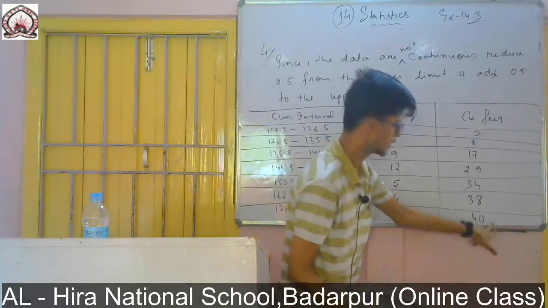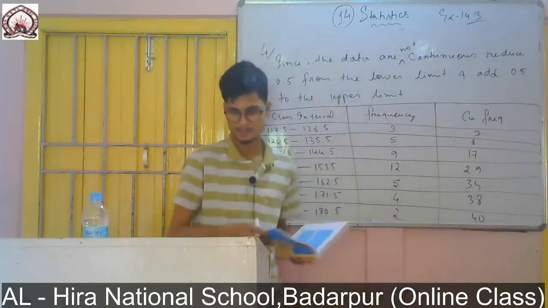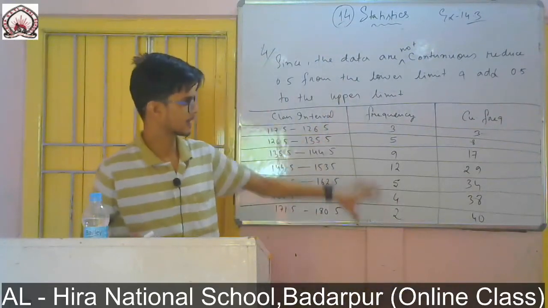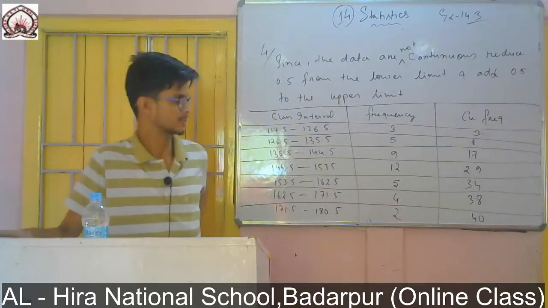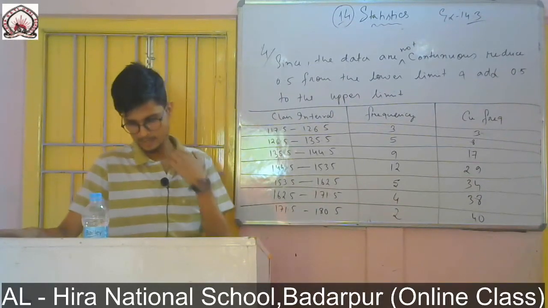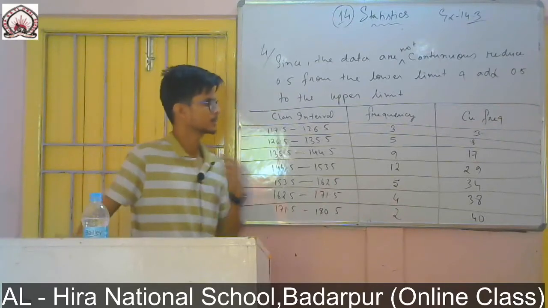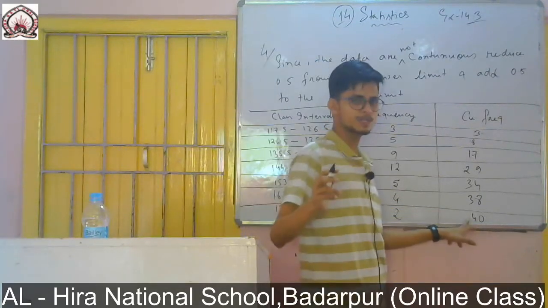And the value we got is also 40. That means it is matching. So we can say that yes, the calculation is correct. So 3, 8, 17, 29, 34, 38 and 40. So now you observe n equals 40.